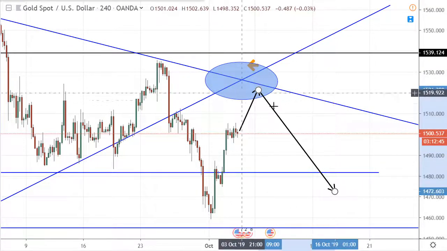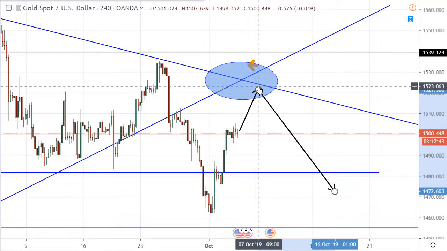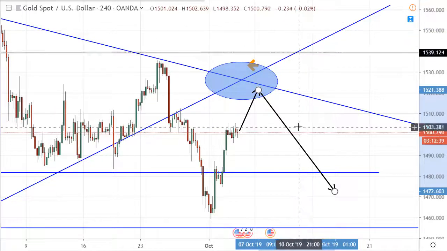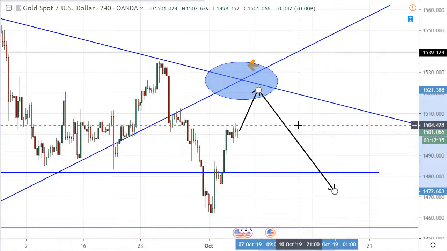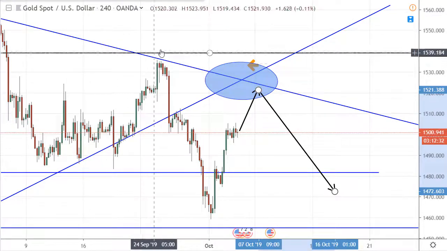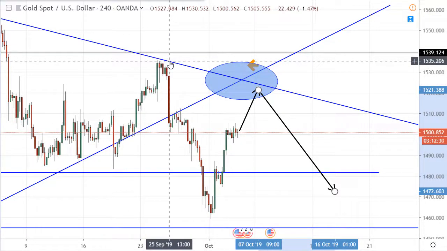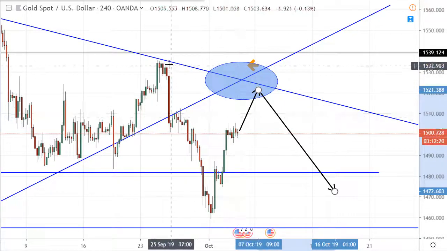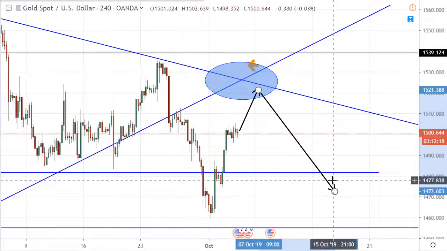If that doesn't happen, of course we have to see what price does once it gets there, and it starts moving even further to the upside. Then we become bullish again. So this level over here, in combination with this, is to me the strong resistance level I'm looking at. As long as that doesn't break, I'm still bearish for now.